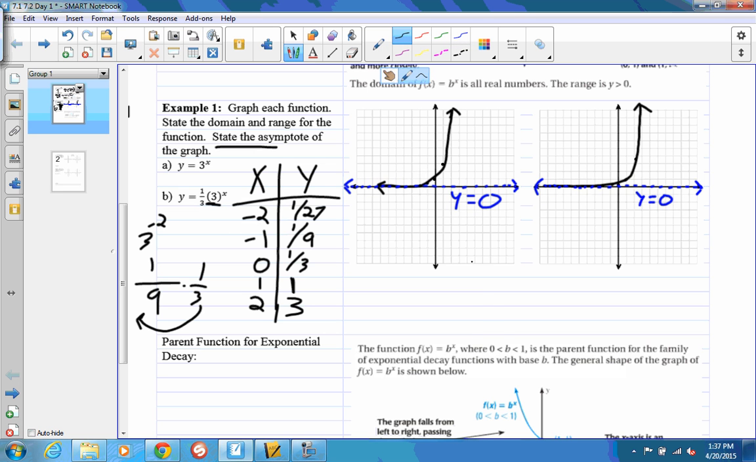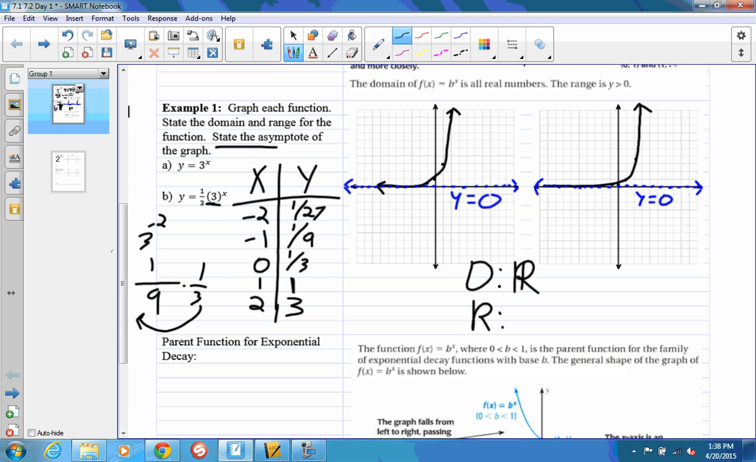That's okay. Domain and range here. Domain? All real numbers, good. If you're noticing a theme, 95% sure everything in this chapter is all real numbers for your domain. I'm pretty sure, at least for this section of it. Range.